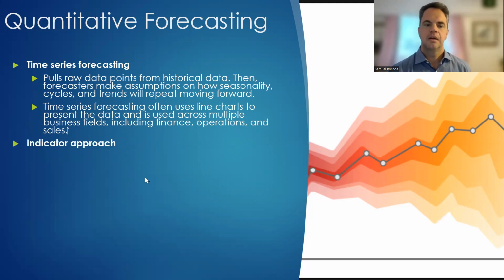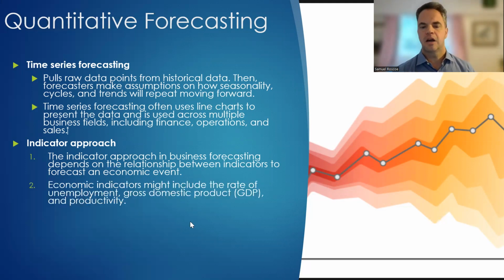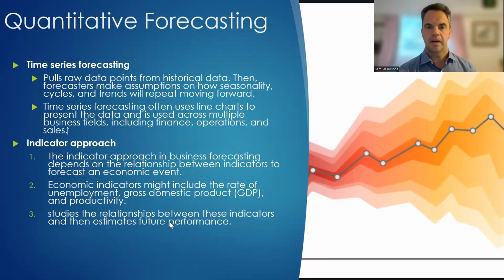There's also the indicator approach, which is done in business forecasting, and depends on the relationship between indicators to forecast an economic event. Okay, so economic indicators, like I mentioned before, might include the rate of unemployment, gross domestic product or GDP, and the productivity of the economy would be brought in as key economic indicators. And then it studies the relationship between these different indicators and estimates future performance.